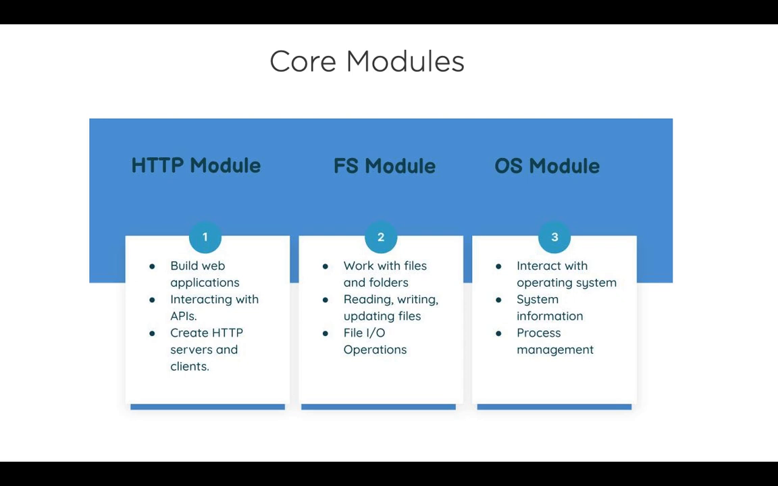requests to other servers. The FS module provides an API for interacting with the file system, allowing you to read and write files, create and delete directories, and perform various other I/O operations. The OS module allows us to interact with the operating system and do things like get system information, environment variables, and process management, which the JavaScript code running in the browser cannot do.